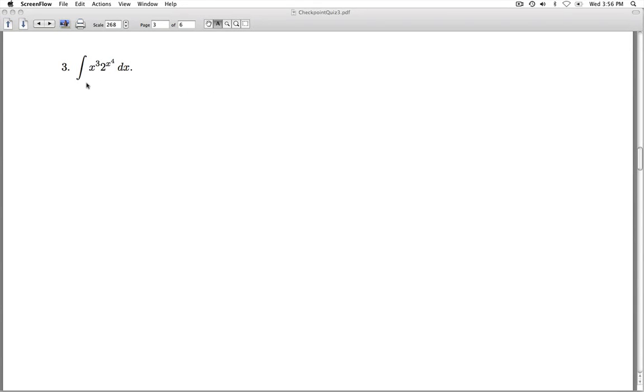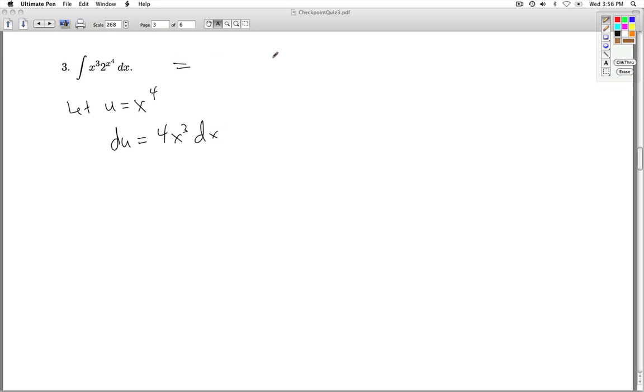Okay, number 3. We have an exponential, so we can use one of our rules of thumb. We'll let u be the thing in the exponent. The du then is 4x cubed dx. So what do we get here?